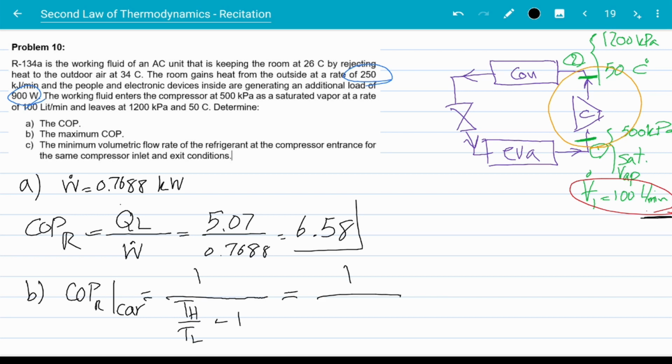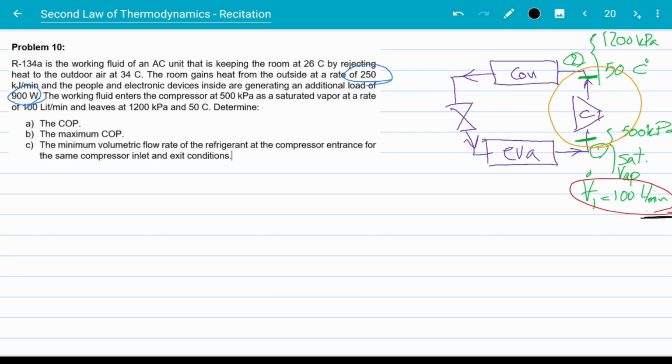T of H is the temperature of the outside air, 34 degrees Celsius, and the T of L is the temperature of the cooled room, 26 degrees Celsius. We need to convert them to kelvins. That will be 306 over 298 minus 1. This gives us 37.4. So the maximum COP achieved by an ideal cycle operating between the temperatures of 26 and 34 degrees Celsius is 37.4.